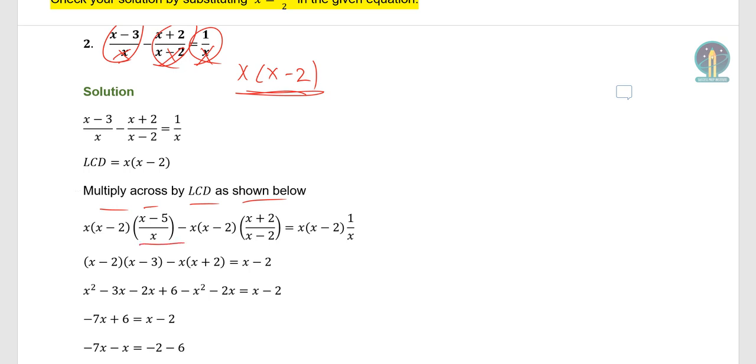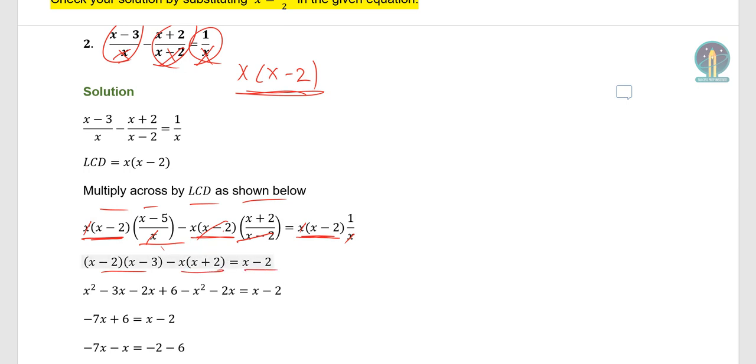So again, multiply each term by the LCD, x times x minus 2. What happens is all the denominators cancel out, as mentioned. So this x cancels with this x. Here the x minus 2 cancels with the x minus 2. And then here the x cancels with the x, and you end up with whatever is remaining. So x minus 2 times x minus 3 minus x times x plus 2 equals x minus 2.